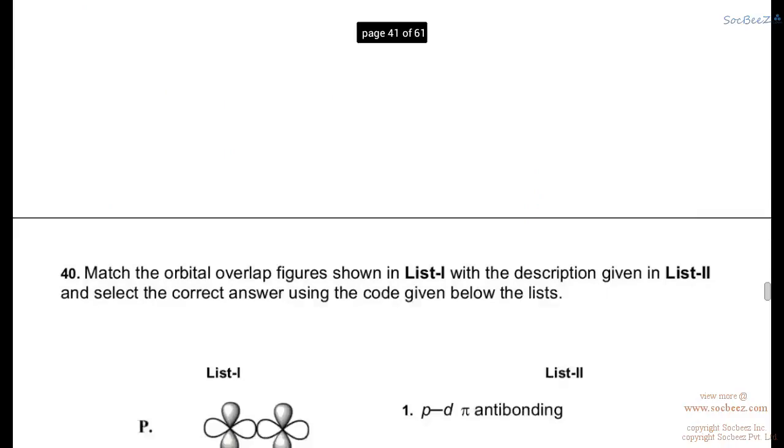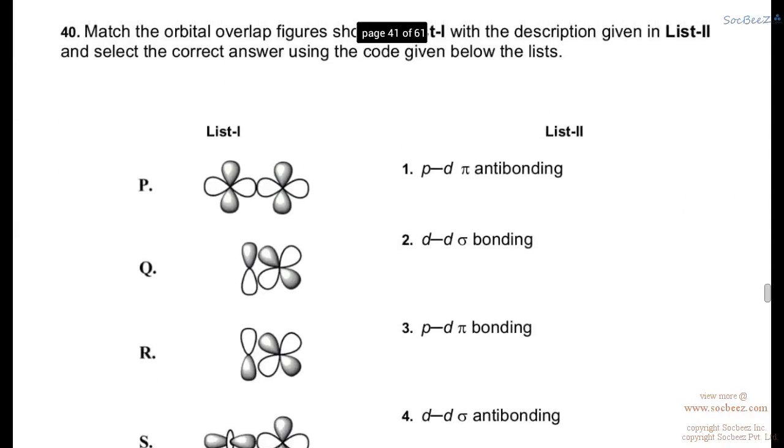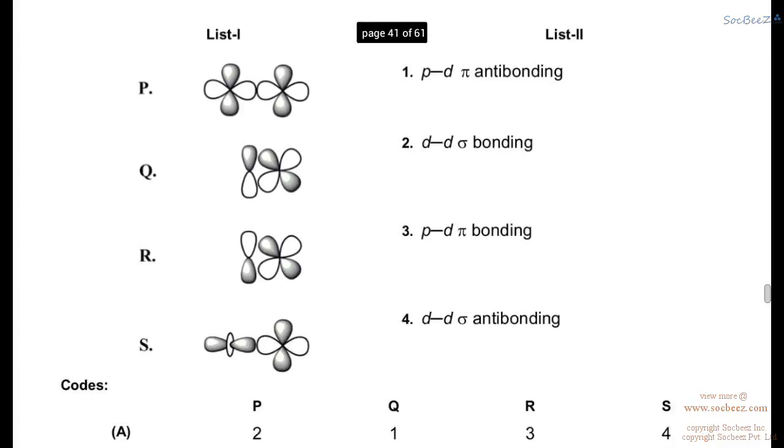Okay, so now let's move on to the last question of the question paper. It says match the orbital overlap figure shown in list 1 with the description given in list 2 and select the correct answer using the code given below the lists. Okay, so here both of the orbitals are d orbitals, and this is the sigma bonding form. So P corresponds to 2.